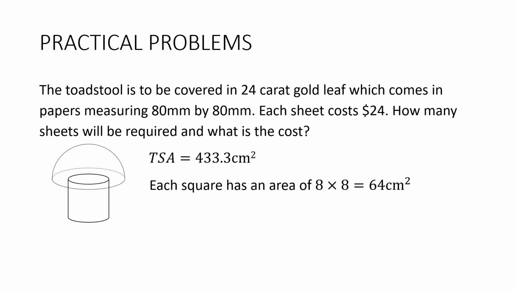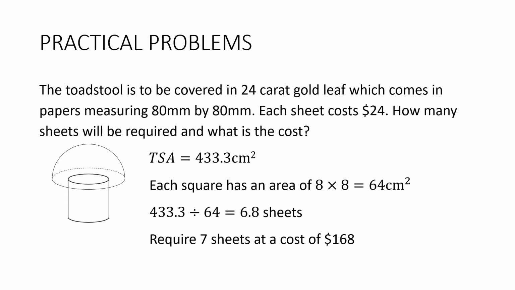Alright, so each square has an area of 8 by 8, which is 64 centimetres squared. We want to know how many 64s go into 433. So we need 6.8 sheets. We're going to round up because if we buy 6, that won't be enough. So we'll round up to 7 and then multiply by $24, that's $168.